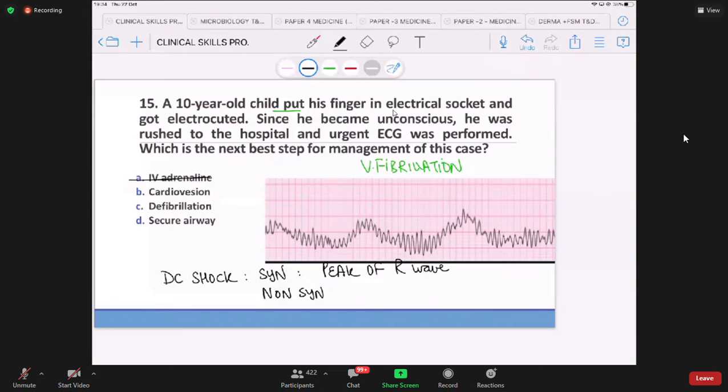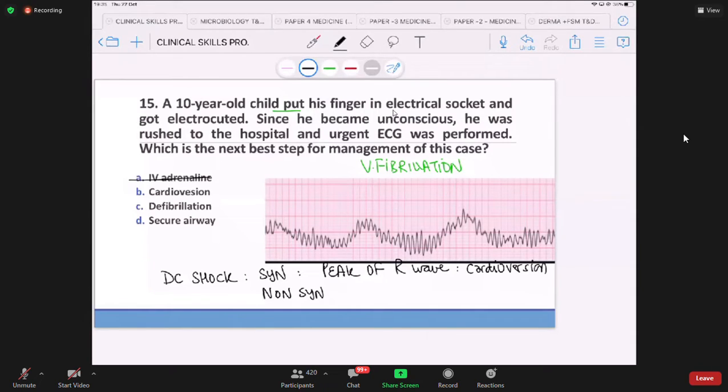Majority of doctors mess up between the words cardioversion and defibrillation. Please appreciate that synchronized DC shock is when the computer will deliver the shock at the peak of the R wave. The alternative name for this is cardioversion. So what is cardioversion? It is synchronized DC shock. I repeat again, what does synchronized mean? The computer will pick up the peak of the R wave.